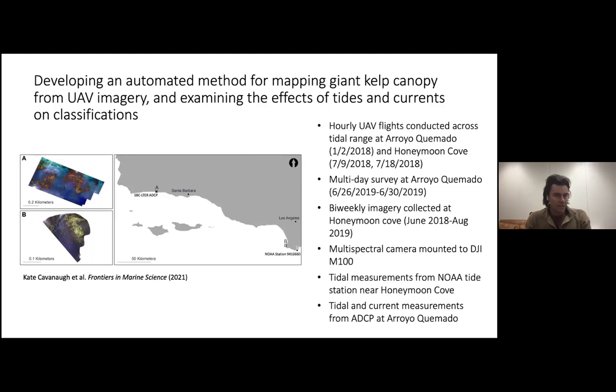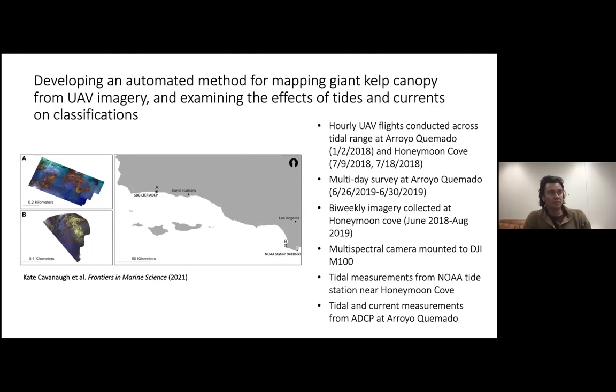To get at the effect of currents, we conducted a multi-day survey at Arroyo Quemado, where for 5 days, we went during the same tidal stage. So each day we went about an hour later to try to isolate the effects of tide so we can look at how currents might affect visible kelp canopy. And then, as part of this study, we collected biweekly imagery at Honeymoon Cove around the same tidal stage from June 2018 to August 2019, just to demonstrate how we could use this to look at detailed seasonal variability in kelp abundance.